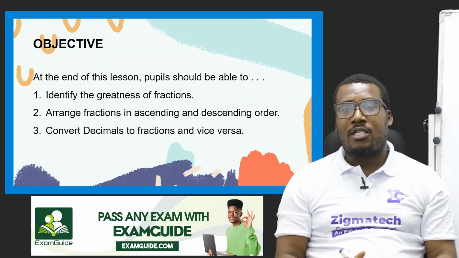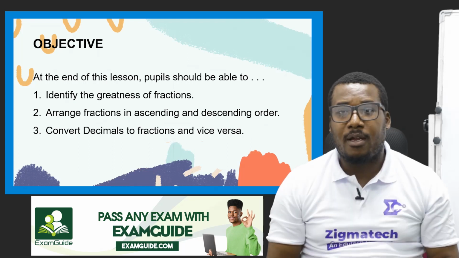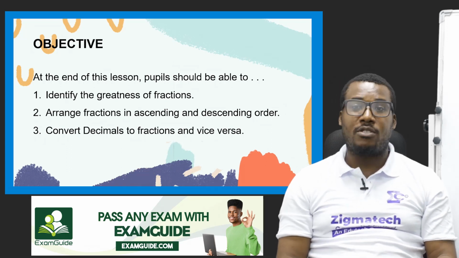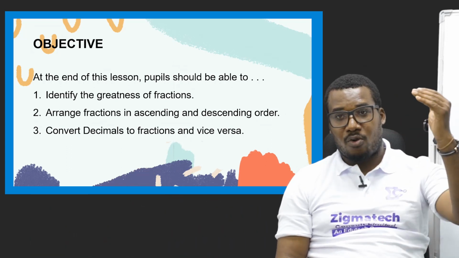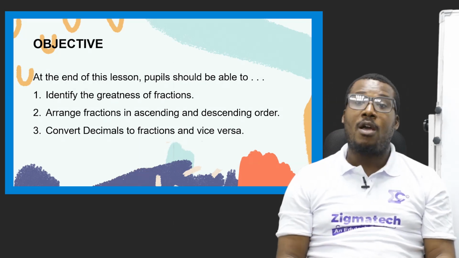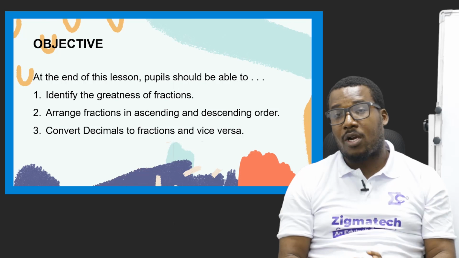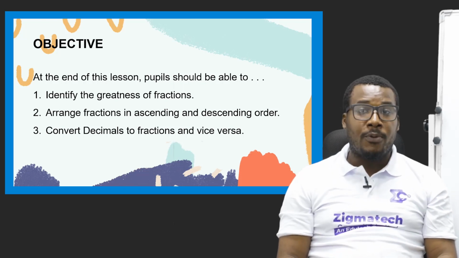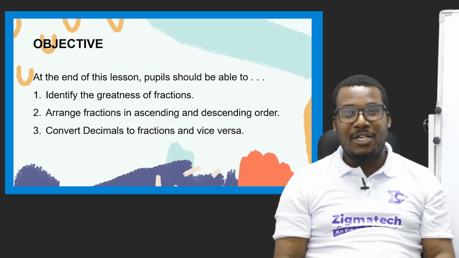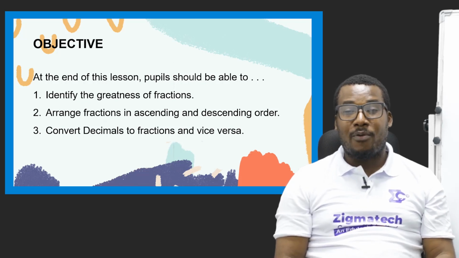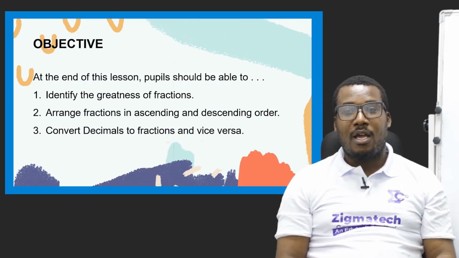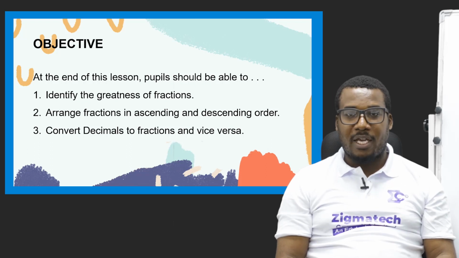Now, in this lesson, we're going to cover three lines of thought. Number one, we'll be identifying the greatness of a fraction, which is talking about which of the fractions is greater, comparing two fractions or comparing multiple fractions to find out which is greater and which is smaller. Number two, we'll be talking about arranging fractions in ascending and descending order. And finally, number three, we'll be talking about the conversion of decimals to fractions and also fractions to decimals.